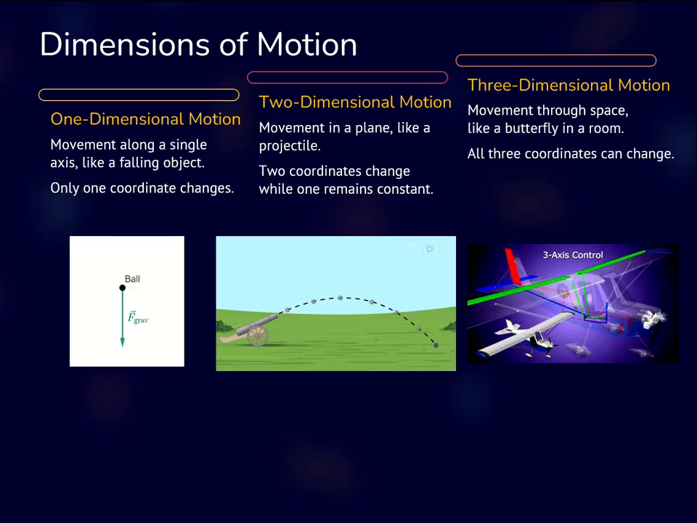Suppose that a drone starts at position (1, 2, 0) and ends at position (4, 5, 2). To find the displacement, we calculate the difference in each coordinate. Our delta x is going to be 4 minus 1, which is 3 meters. Delta y is 5 minus 2, which is also 3 meters. But then delta z is 2 minus 0, which is 2 meters.